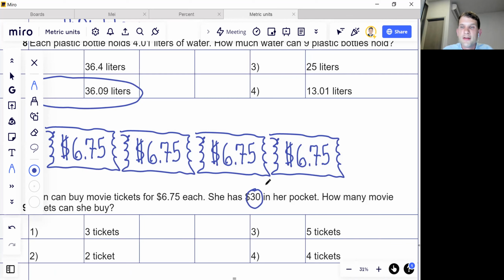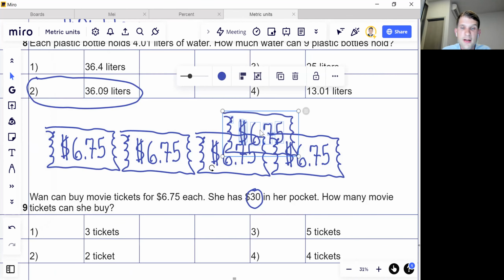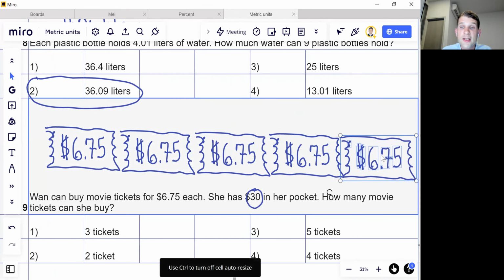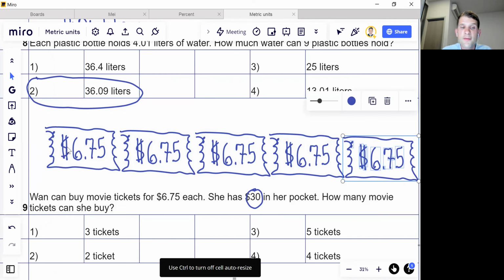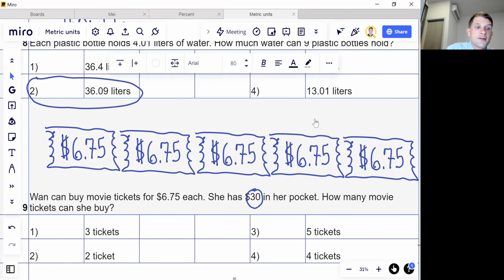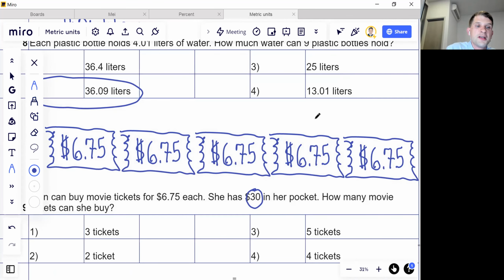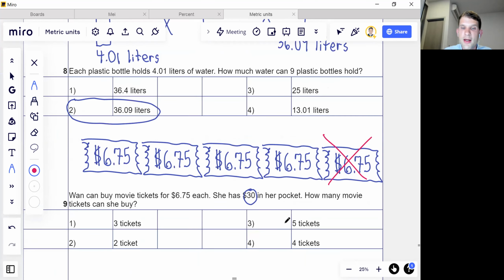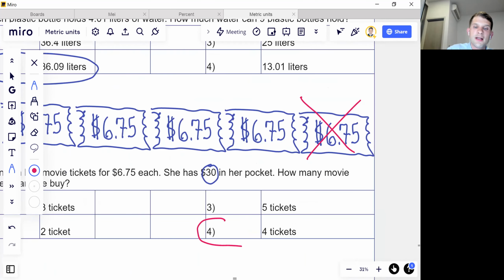And since we have $30 in our pocket, can we afford a fifth ticket? We most certainly could not. As you see here, if you can estimate, we have 7, 14, 21, 28 for 4 tickets. And then this will put us over the edge here with the fifth ticket, because that's going to be, say, roughly 35, a little less than 35. So we know that the fifth ticket isn't going to be possible. So we should select there 4 tickets, okay?